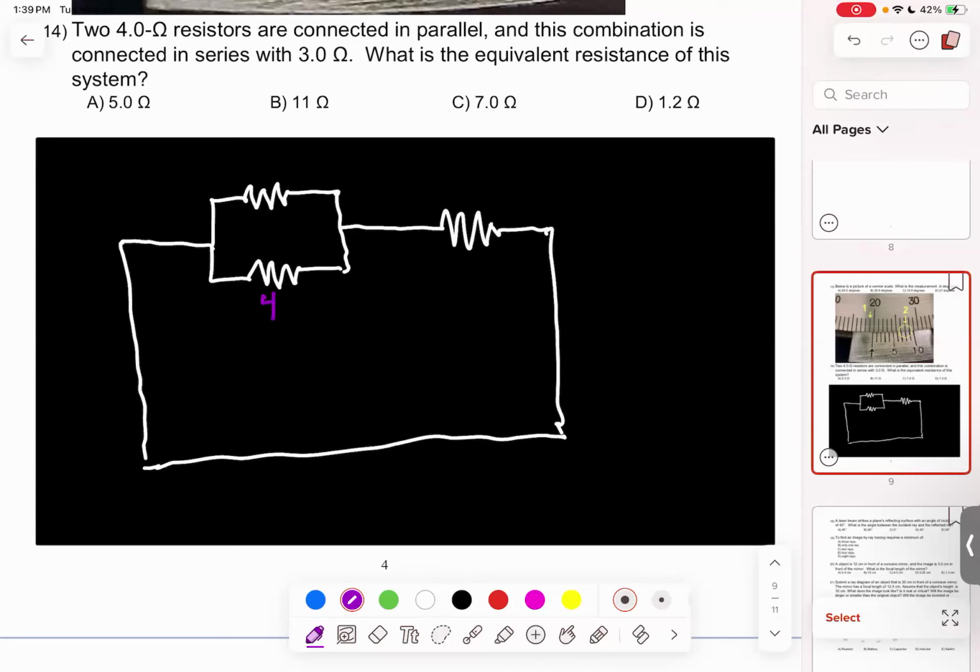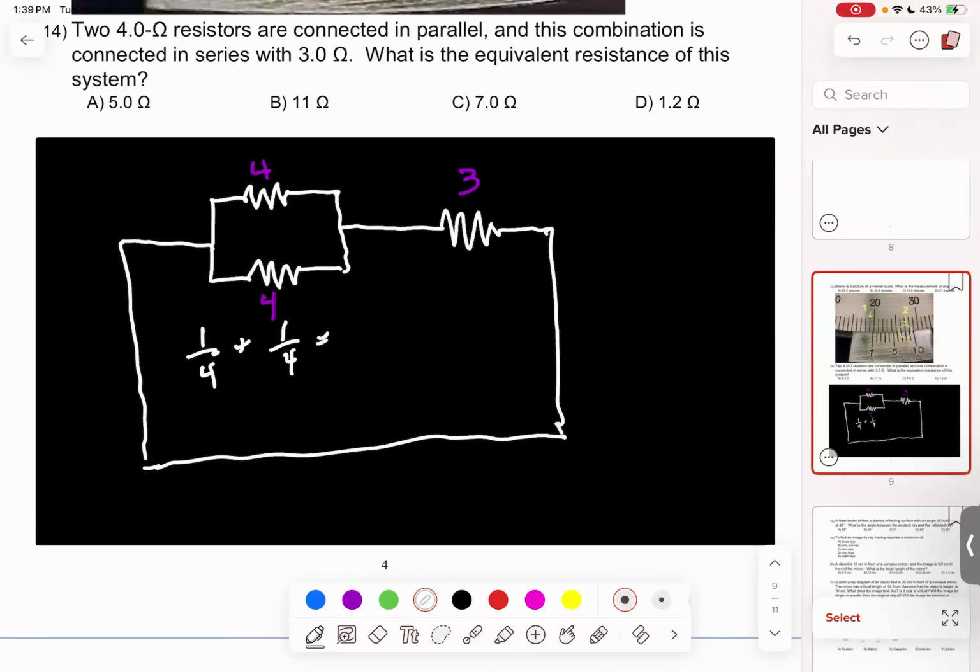These are 4 ohms. I won't put the units in here for the sake of time. This is 3 ohms. These two 4-ohm resistors. So typically, most students don't have a problem with these. It's just a matter of which one do I do first. I would say always do the most complex part first, and typically those are the resistors that are in parallel with one another.